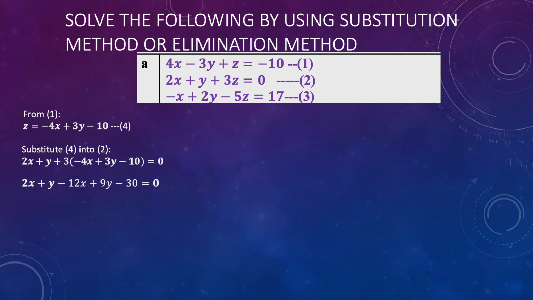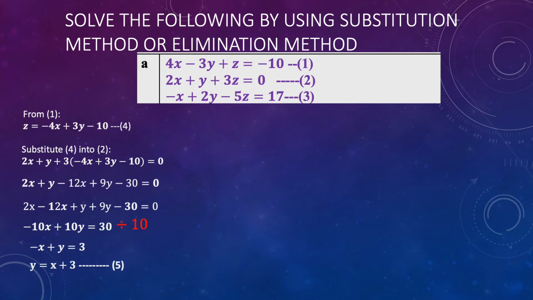Then you expand it: 2x plus y plus negative 12x plus 9y minus 30 equals 0. Then you collect the same terms together, that means 2x minus 12x plus y plus 9y minus 30 equals 0. You simplify and get negative 10x plus 10y equals 30. Then we simplify by dividing by 10, and you get negative x plus y equals 3. Hence, y equals 3 plus x, or x plus 3.